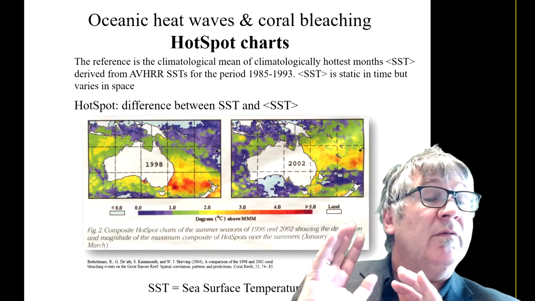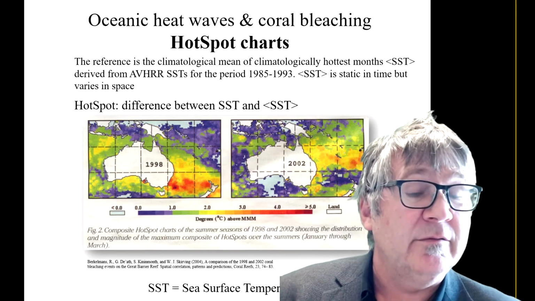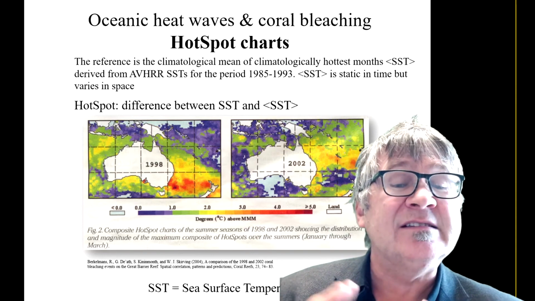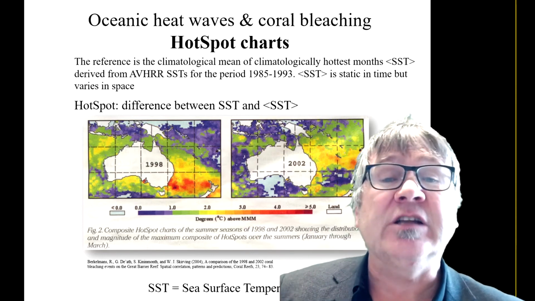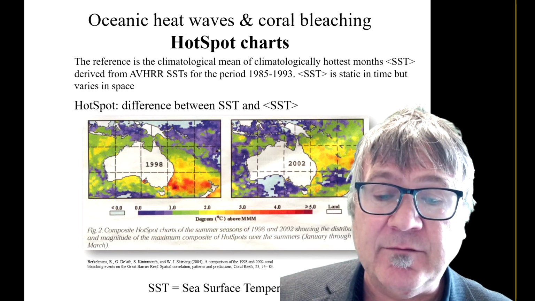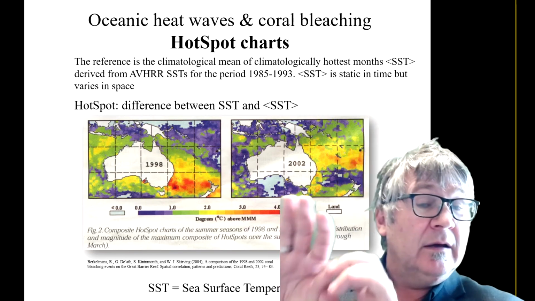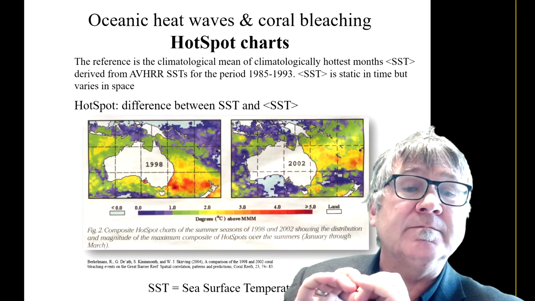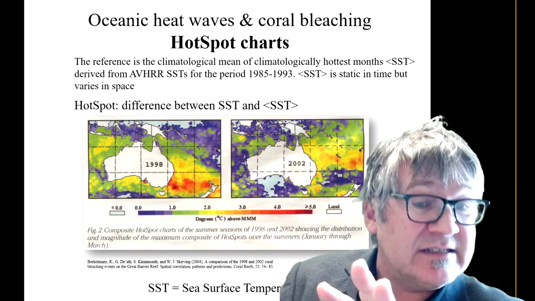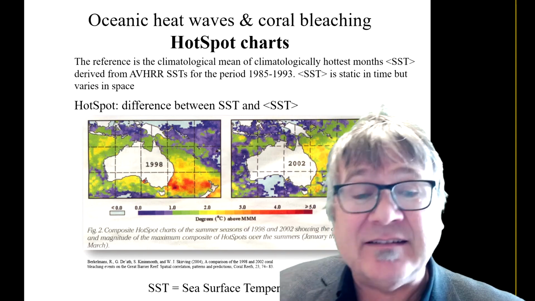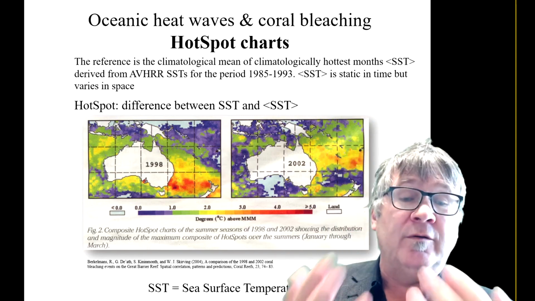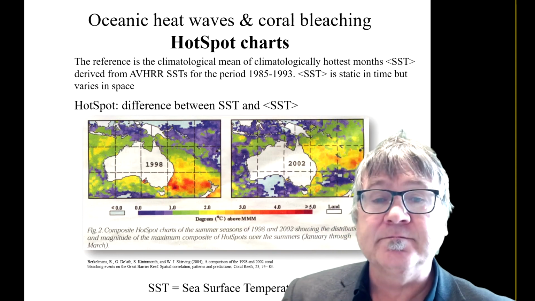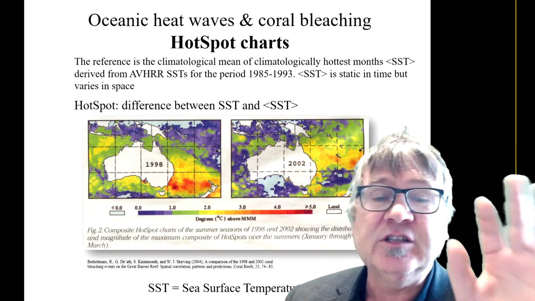In 2002, a different situation. You can see a widespread temperature anomaly exceeding 2 degrees actually over the Great Barrier Reef. And by the way, this is the subject of your next assignment. You play around a little bit with data and work on these, determine some hotspot values. So this is what we call hotspot charts.